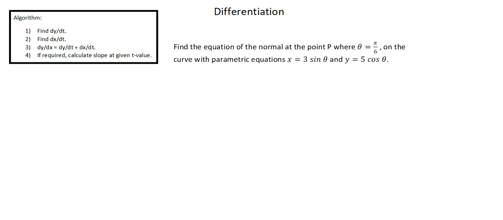Our topic is differentiation, and this is parametric differentiation example 2. Our requirement reads, find the equation of the normal at the point P where theta equals pi over 6 on the curve with parametric equations x equals 3 sine theta and y equals 5 cosine theta.